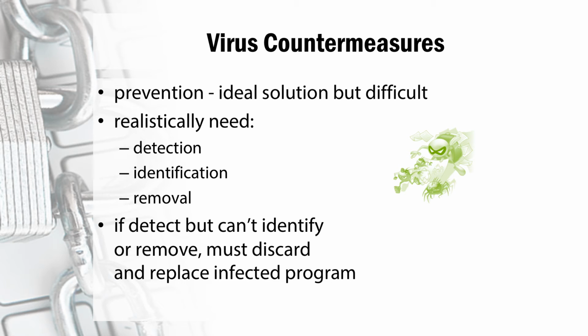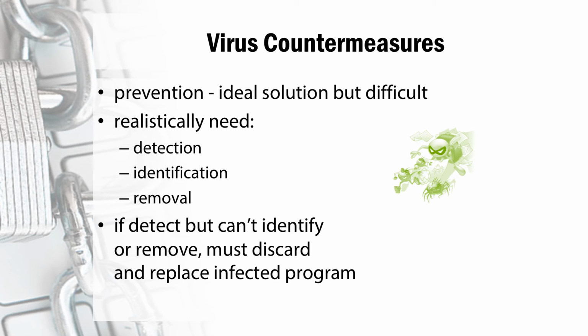Realistically, what we need is a few mitigation options. The first, detection, is once the infection has occurred, determine that it has occurred and locate the malware. The next, identification, is once a detection has been achieved, identify the specific malware that has infected the system. And finally, removal of the virus in its entirety.